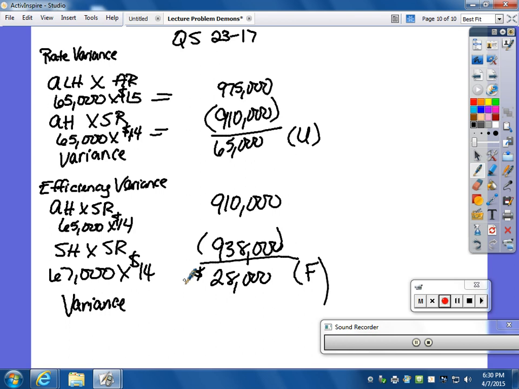23-18. Fogel Company expects to produce 116,000 units for the year. The company's flexible budget for 116,000 units of production shows variable overhead costs of 162,400 and fixed overhead costs of 124,000 for the year. The company incurred actual overhead costs of 262,800 while producing 110,000 units. Compute the controllable overhead variance.